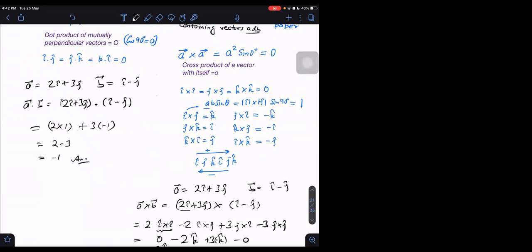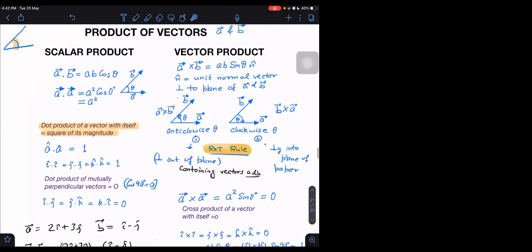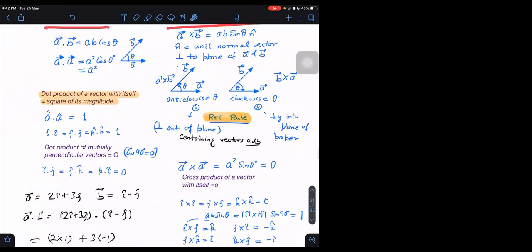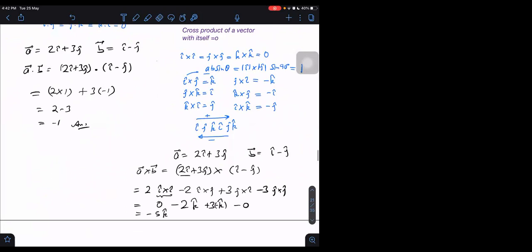That is the answer. In this case, no I cap, no J cap will appear at last, because it is a scalar product, meaning the product gives a scalar. In fact, rather than saying scalar product, it would be better to call these the product that gives us a scalar and the product that gives us a vector. But by convention we are already calling these scalar product and vector product, so we will keep it that way.